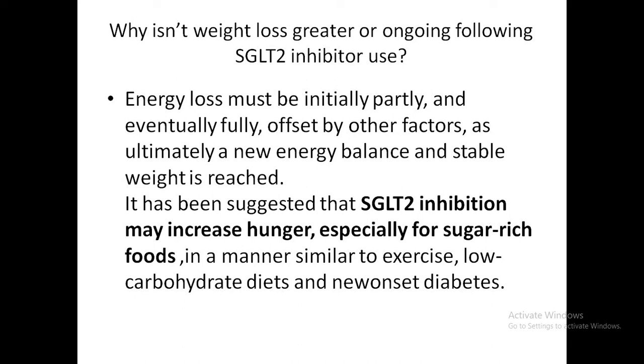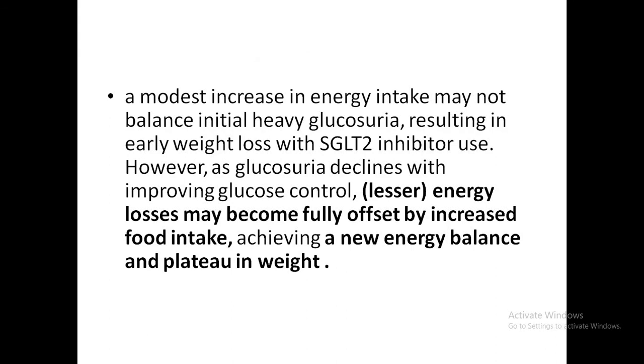SGLT2 inhibition may increase hunger, especially for sugar-rich foods, in a manner similar to exercise, low carbohydrate diets, and new onset diabetes. A modest increase in energy intake will not balance the initial heavy glucosuria, so there will be an early weight loss with SGLT2 inhibitor use. So even if you take more food during the initial periods, due to the heavy glucosuria, there will be weight loss, but the glucosuria will decline when the glucose control improves. This is because lesser energy losses may be fully offset by increased food intake, and a new energy balance is achieved and the weight plateaus.